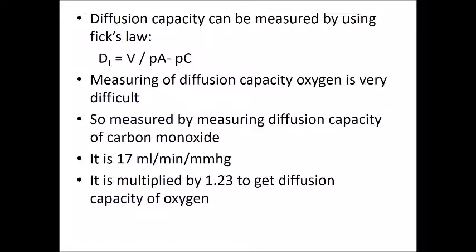So we have to take air sample from alveoli and blood sample from pulmonary capillary. But taking the blood sample from the pulmonary capillary is technically very difficult, and therefore measurement of diffusion capacity of oxygen is difficult. So we are measuring it indirectly.